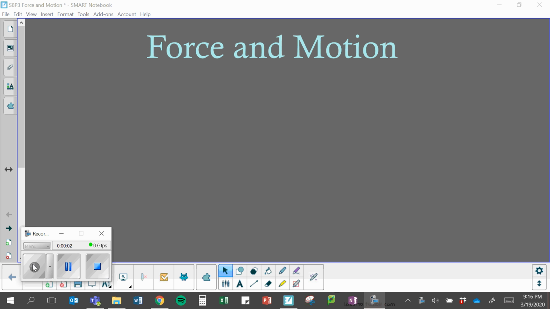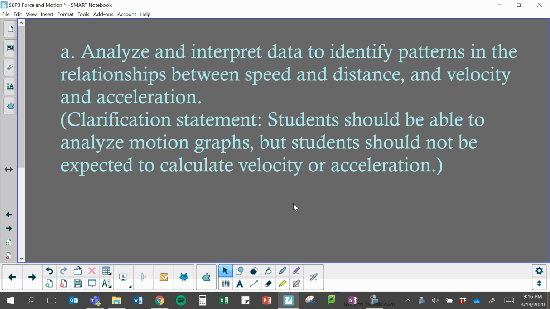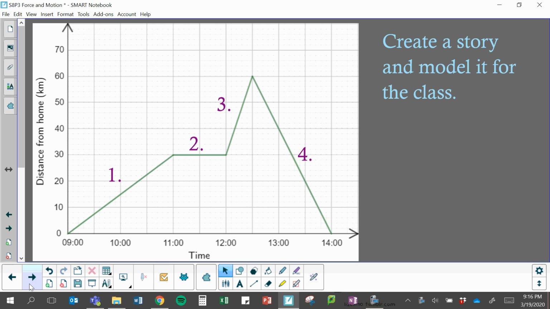Hey guys, so we're going to start working on our third standard about force and motion. Our first part of the standard is about speed and velocity and acceleration. If we have this graph and it's distance versus time, I want you to create a story about what is going to happen as we go through. I'll give you some time to think about it.